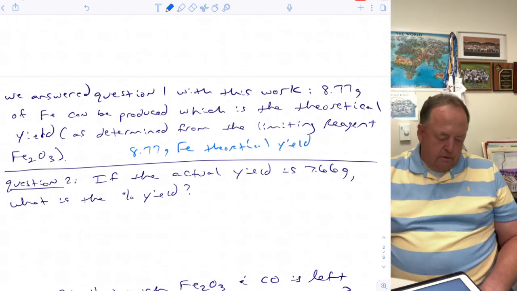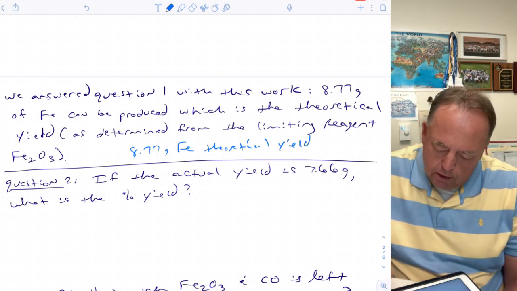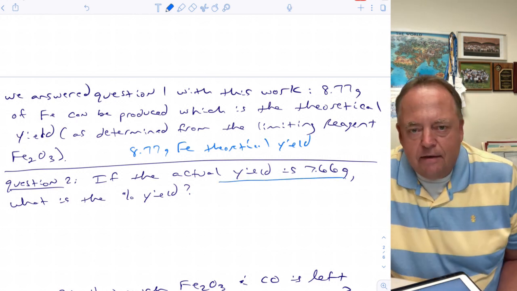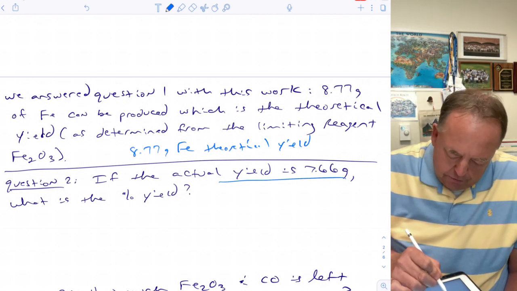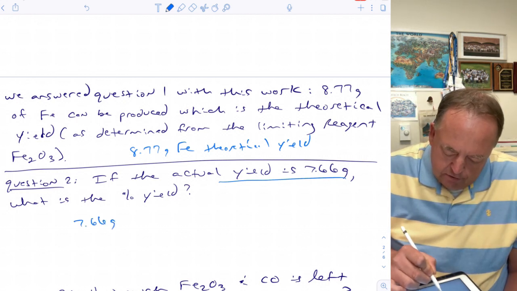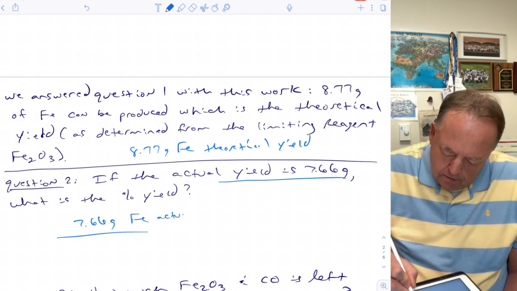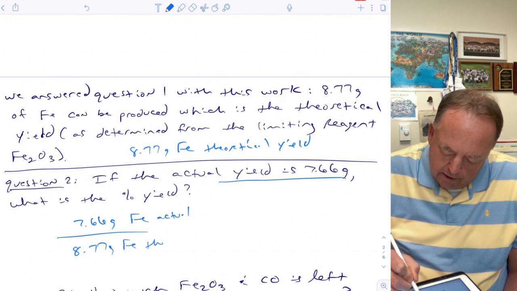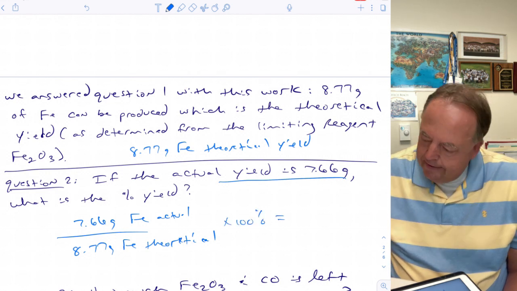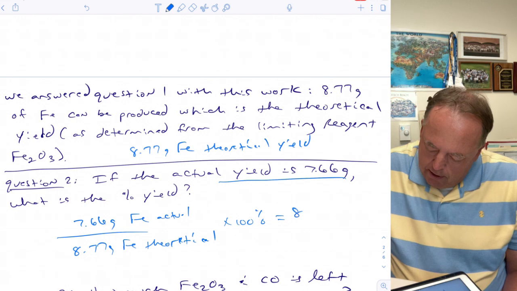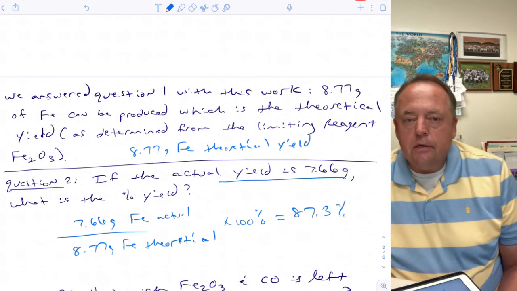Okay, so now if I gave you this question, let's say the reaction actually only made 7.66 grams, what is your percent yield? You would just take the 7.66 grams of iron, that's actual, and divide it by the 8.77 grams of iron, which is theoretical, times 100%. And your yield would be 87.3%, right?